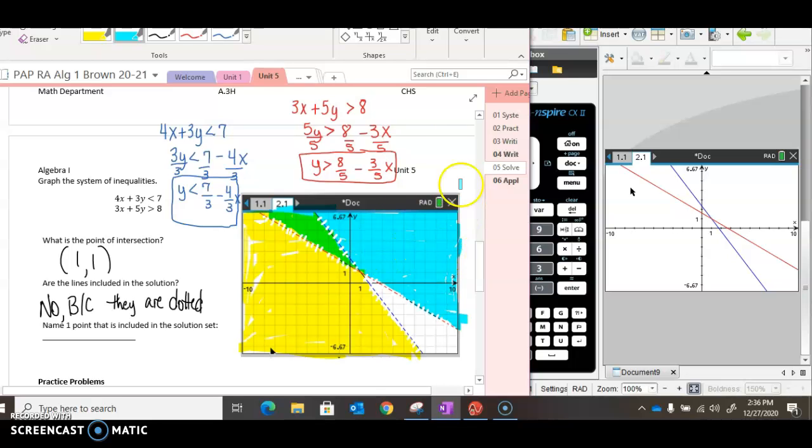All right. So what they want us to do is name one point that is in the solution set. So let's find a point that's there. There's one right there. What is that point? It's negative 2, 1, 2, 3, 4. That is negative 2, 4. Negative 2, 4 is in the solution set. That means if you plug in a negative 2 for x and a 4 for y, it's going to make this a true statement. Negative 2, 4 will make that a true statement. Okay, you can try it.